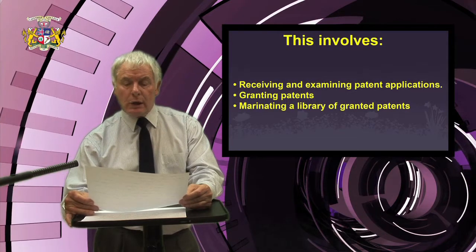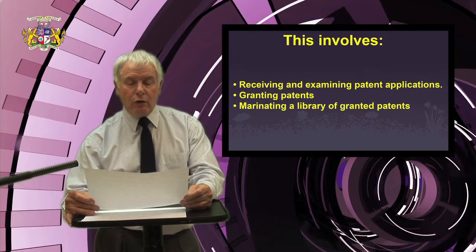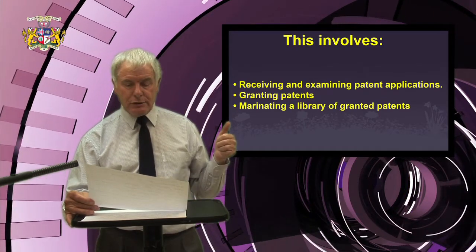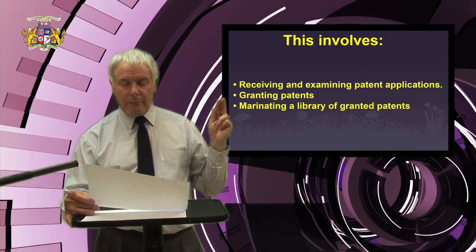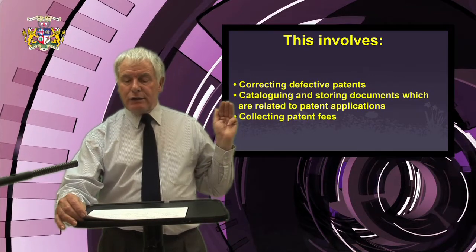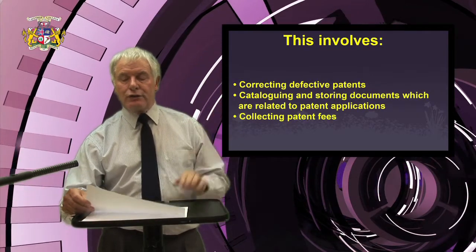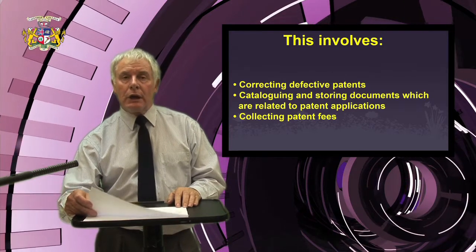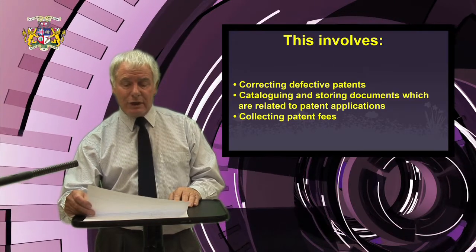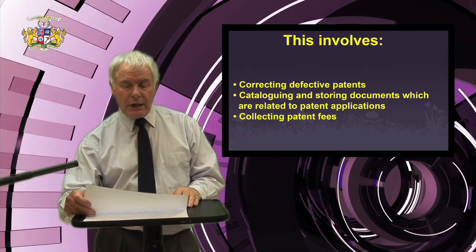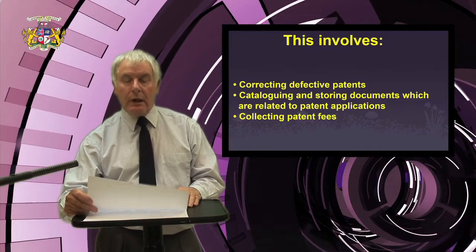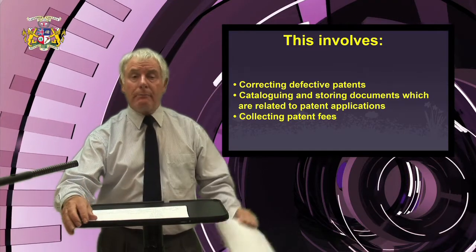This is done through the UK Intellectual Property Office and involves this particular organisation in receiving and examining patent applications, granting patents, maintaining a library of granted patents, correcting defective patents, cataloguing and storing documents which are placed in relation to patent applications, and also collecting patent fees. This is of course extended into Europe, where it is controlled by the European Union Patent Office and does involve all 27 member countries.